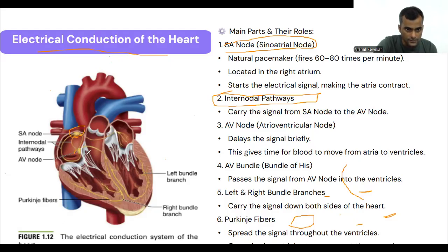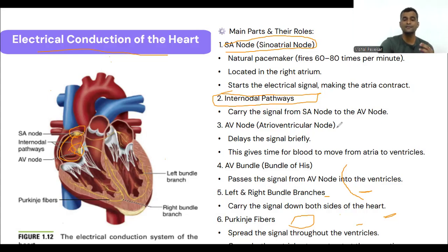So here, it's the AV node. The AV node basically carries the signal from the SA node, which is your sinoatrial pacemaker, to the AV node. So you have your internodal pathway, which is like an electrical circuit here, which takes the signal from the pacemaker to the AV node.